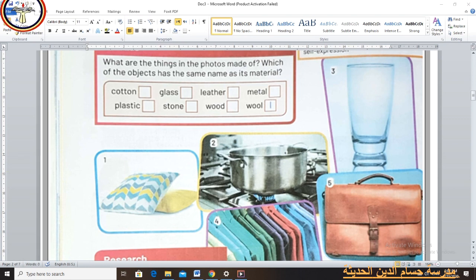Can you look at this question? Which of the objects has the same name as its material? Yes, which one of them? Yes, Omar? Very good. It's a glass, because I can say a glass is made of glass.